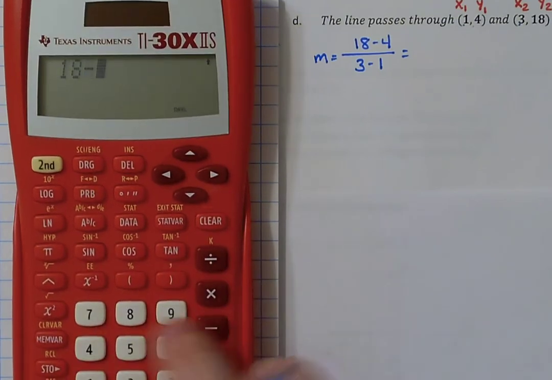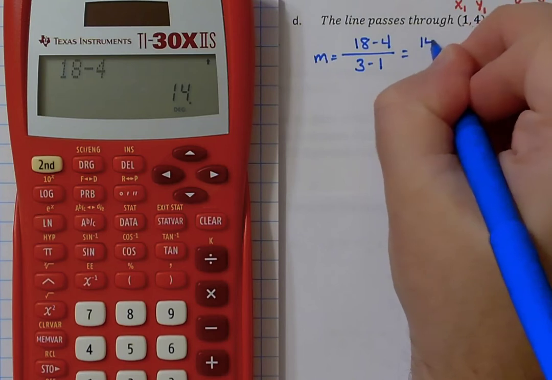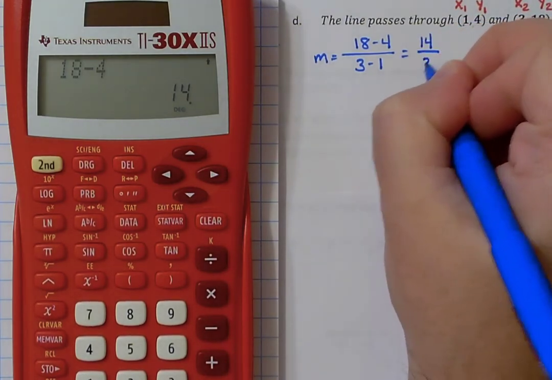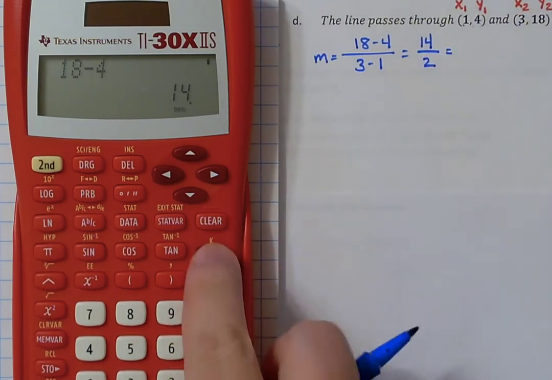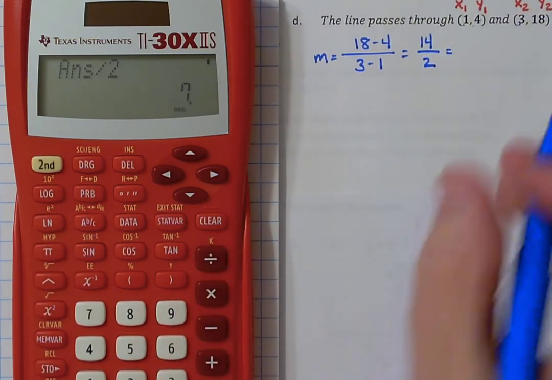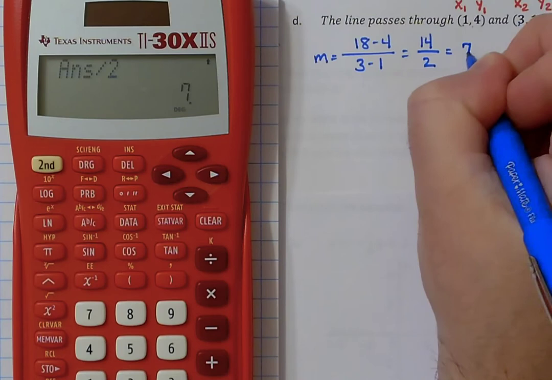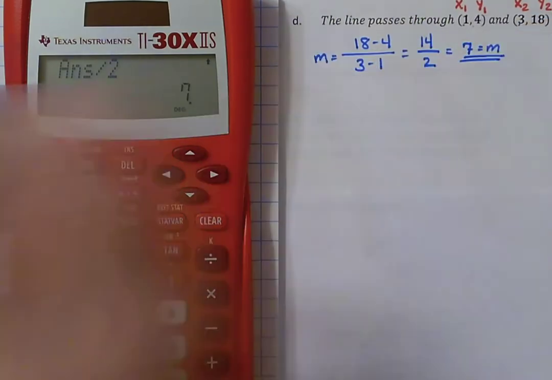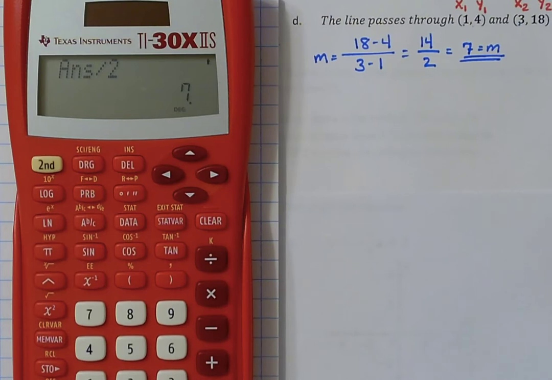So we're going to do 18 minus 4, which gives us 14. And then if I do 3 minus 1, I end up with 2. So 14 divided by 2 gives me 7. So 7 is going to be my slope for this problem. And that's going to allow me to then find my y-intercept. So that's the first part of this.